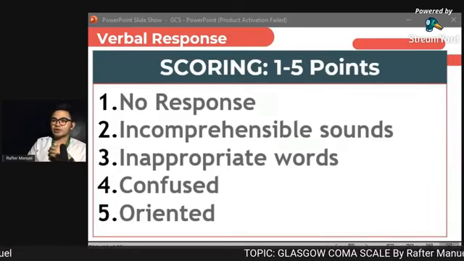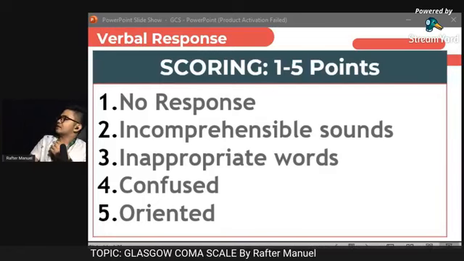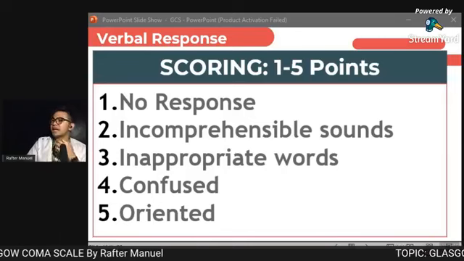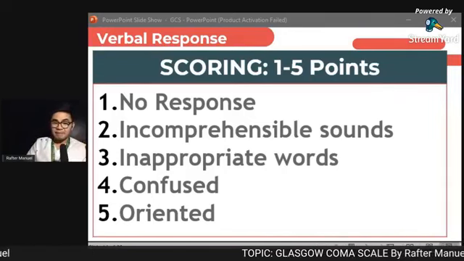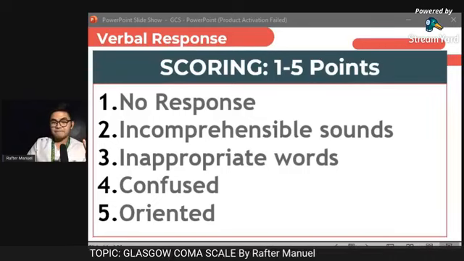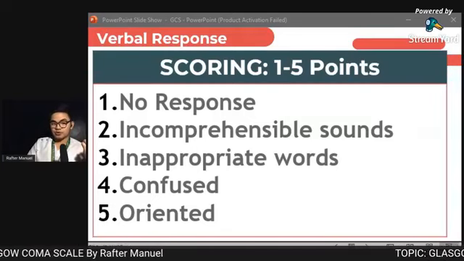You try to talk to that patient and the patient is just staring at you, looking around. It seems like he is confused. He doesn't know where he is. He doesn't know what is happening. He doesn't even know what year it is. Then you give him 4 points because your patient is confused.